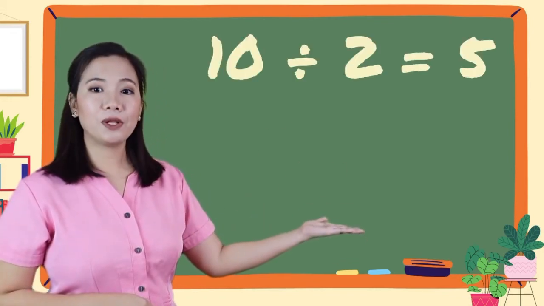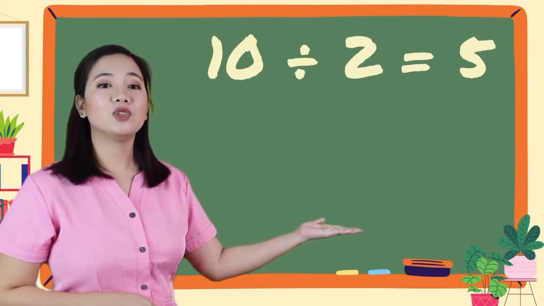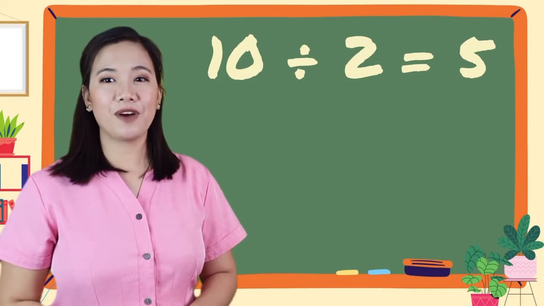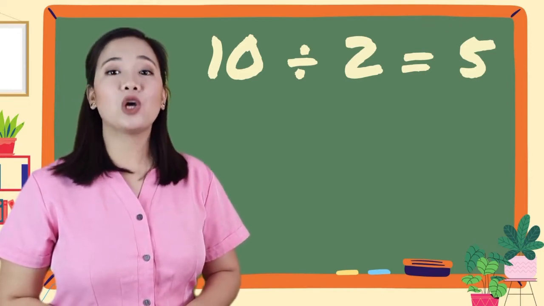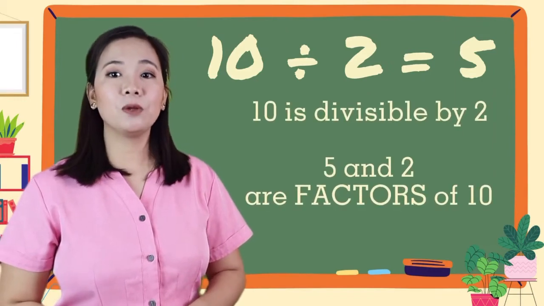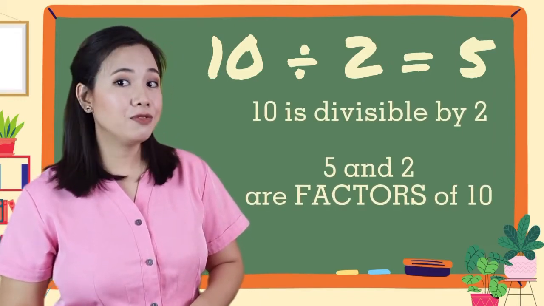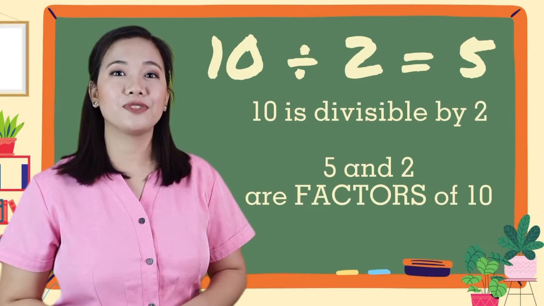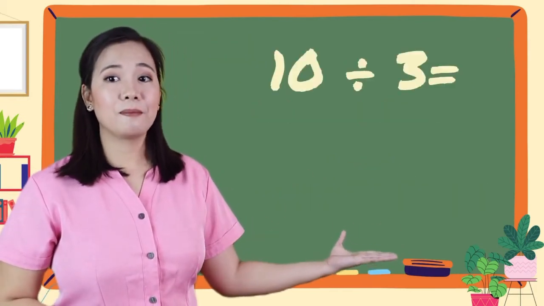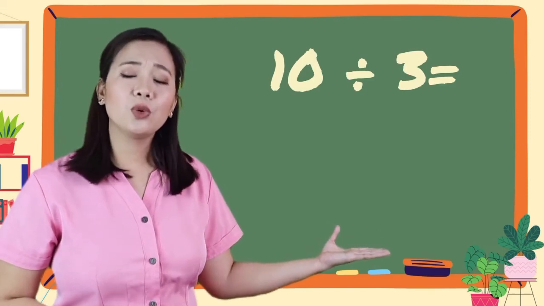In this example, 10 is the dividend and 2 is the divisor. If we are asked to divide these numbers, then the quotient is 5. This means that 10 is divisible by 2 and the numbers 5 and 2 are the factors of 10. This time, we are going to divide 10 by 3. What do you think will be the quotient?